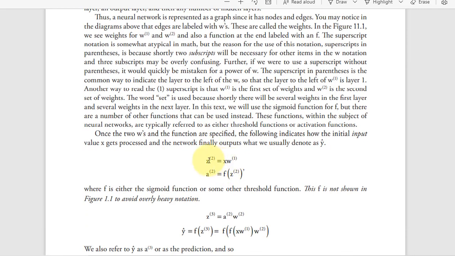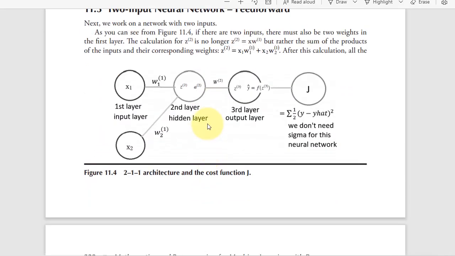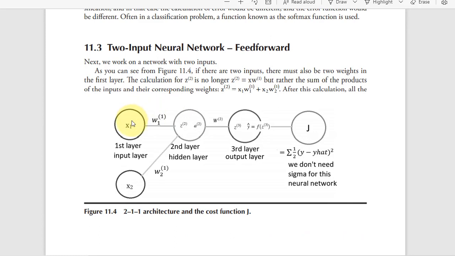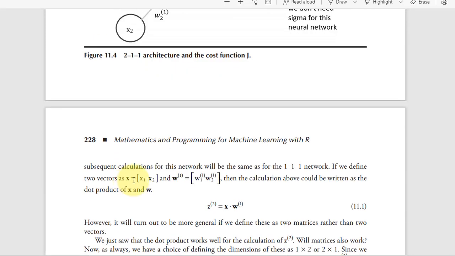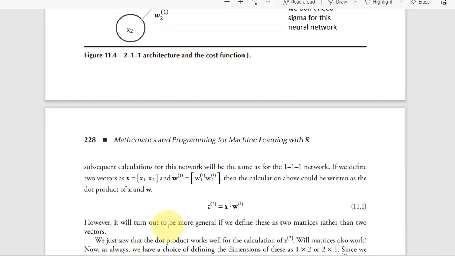This number times this number gives me Z2. Okay? And let's go down to the next one, this one, and let's see what we have here. So now we want this times this plus this times this to give me this. So how are we going to write that? We can call x1 and x2 together a vector, and we can call these two weights together another vector, this vector here.